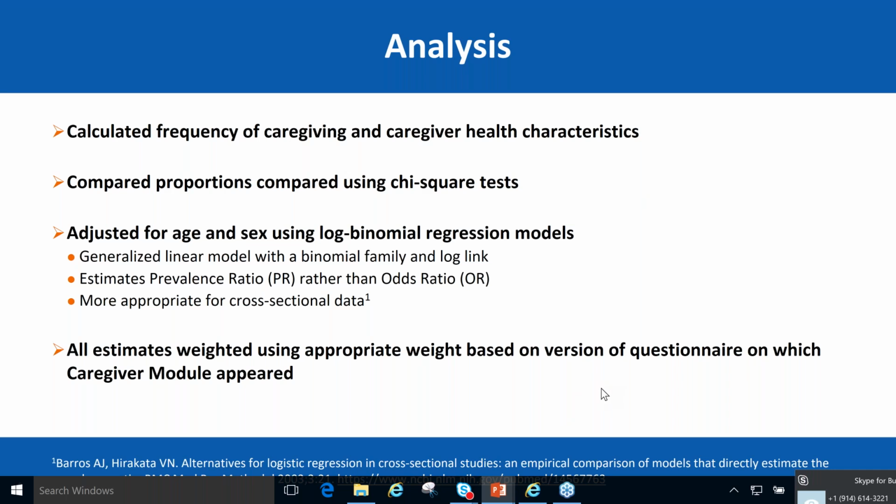So all of the estimates that I'll be presenting next are weighted, as Chris and Valerie have both talked about. That weighting is critical to accurately reflect the population from which the respondents are sampled. And they're also based on the version of the questionnaire that the caregiver module appeared on. So that's, as Chris said before, you can go on the BRFSS website and see a list of which versions included which modules in which states. And so you just apply the appropriate weight based on that. Next slide, please.